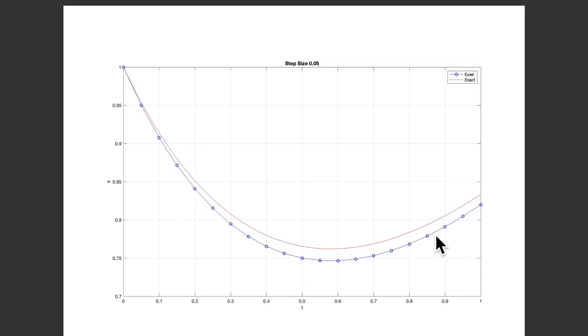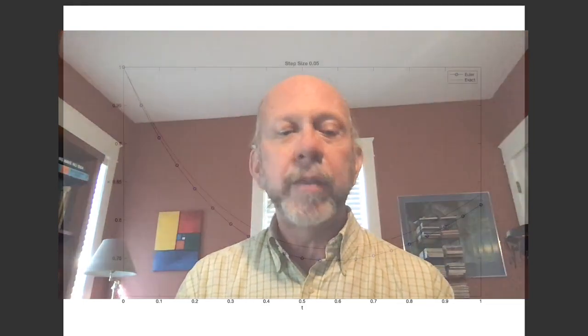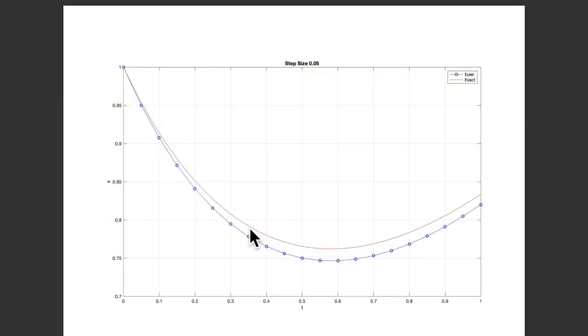In fact, halving the step size would double the number of solution points you need to compute. So that is a trade-off we have to be aware of. And another aspect of it is, how would I know what the error in the solution is if I don't have access to some magic that gives me the exact solution to compare it to? So we'll have to address those topics going forward. But this is the basics of Euler's method.